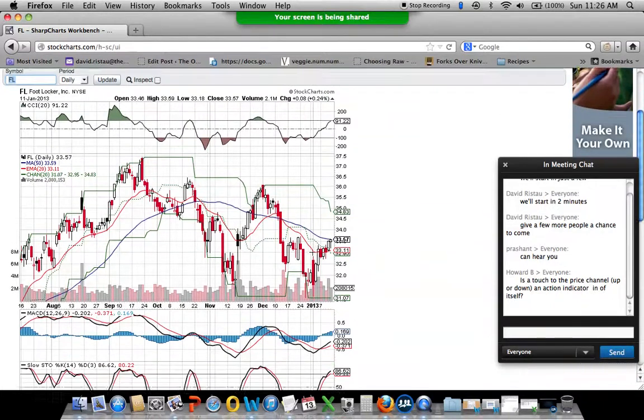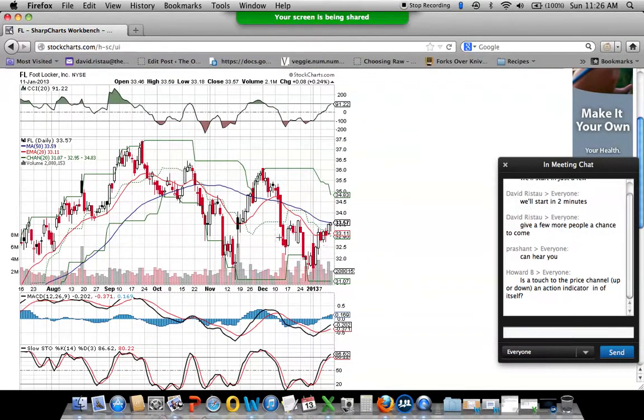So this one's a nice setup because everything's bottoming right here. I don't know if you remember what happened, but Finish Line had these really bad earnings earlier, and it really crushed the stock for a little while since they're very connected.